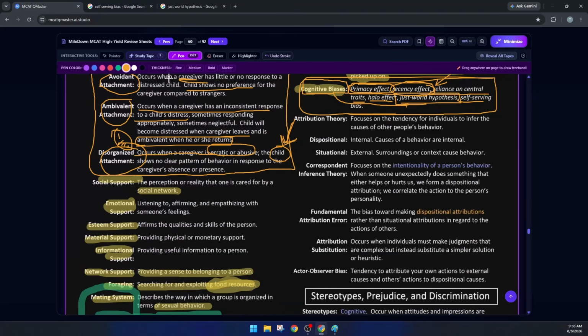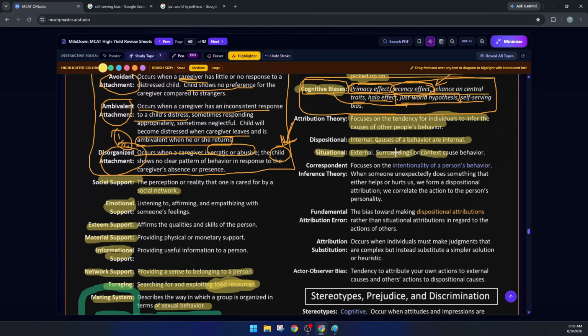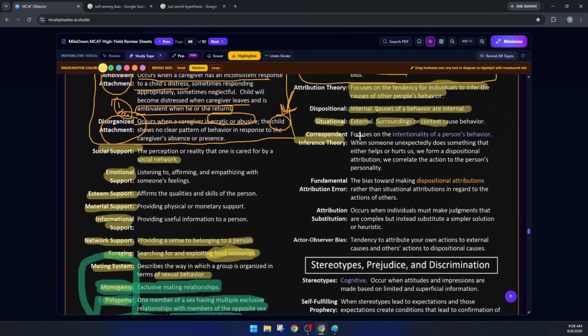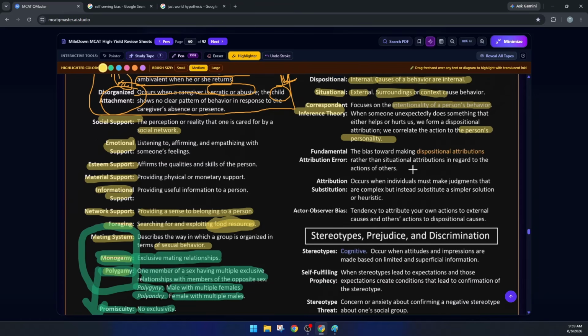All right, attribution theory focuses on the tendency for individuals to infer the causes of other people's behavior. Dispositional means the causes of behavior are internal. Situational means external. So think about context, think about external surroundings, right? Correspondent inference theory focuses on the intentionality of a person's behavior. So when someone unexpectedly does something that either helps or hurts us, we form a dispositional attribution. We correlate the action to the person's personality.